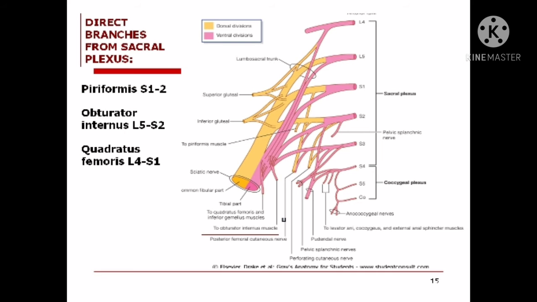Some nerves are arising from the sacral plexus by the name of the muscle, and these are the nerve to piriformis from S1 and S2, the nerve to obturator internus L5 to S2, and the nerve to quadratus femoris, L4, L5 and S1.